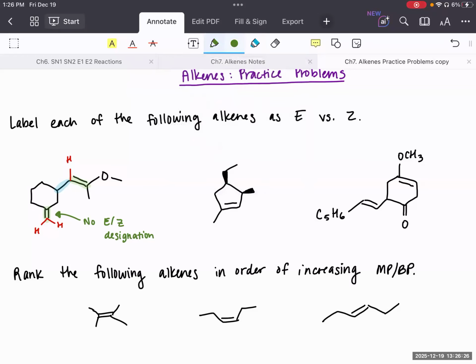For this carbon on the right, we're comparing this O methoxy group right here with this methyl group. We know that oxygen takes priority, so we will keep this top group here as our group for priorities. If we look at the plane of our alkene and draw a line straight through, we can see that those two groups are on opposite sides. And so this will be an E isomer.